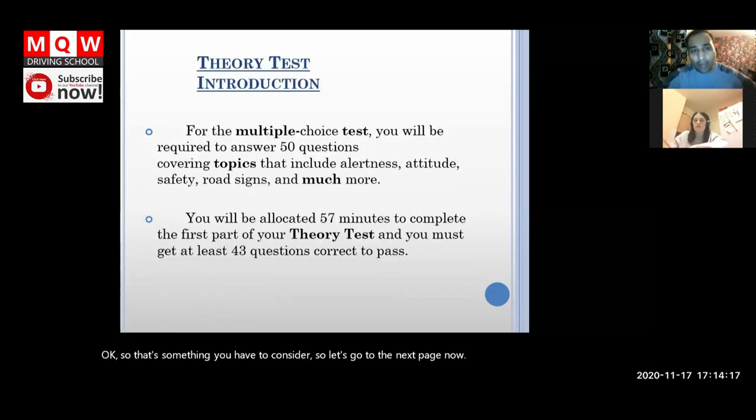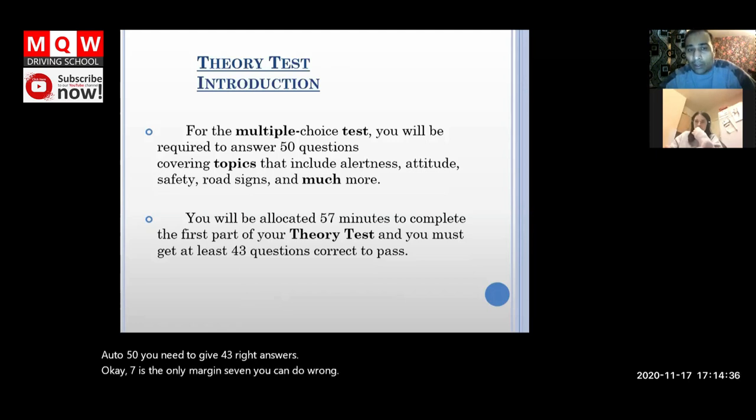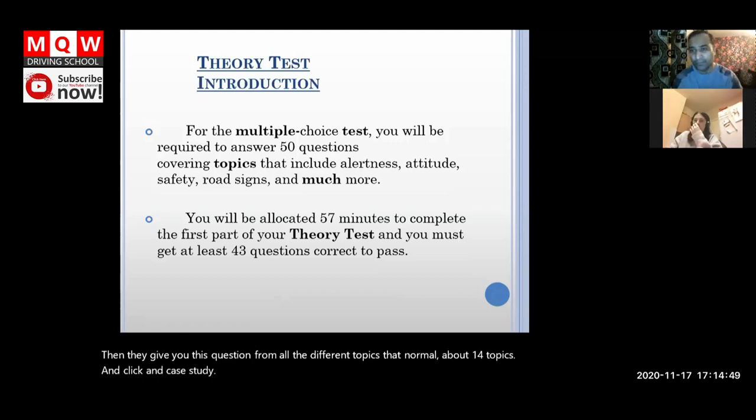Now, this is a little bit of introduction. Same as before, you will get a total of 50 questions in the theory test. Out of 50, you need to give 43 right answers. 7 is the only margin. 7 you can do wrong. Then they give you questions from all the different topics. There are normally about 14 topics and a case study. They also give the case study as well.